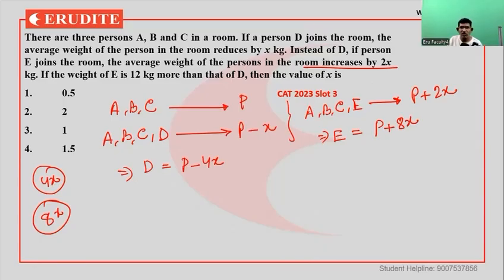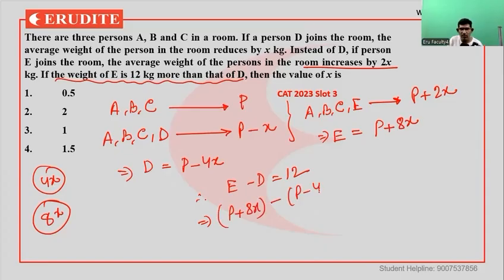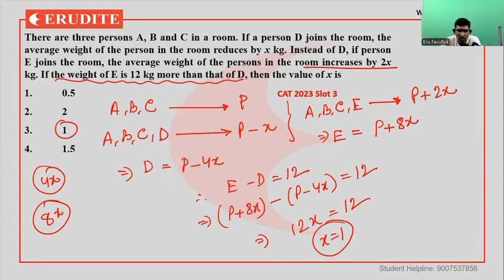Right? So that's all. Now it says the weight of E is 12 kg more than D. That means E minus D is equal to 12. So you put the values here: P plus 8x minus P minus 4x is equal to 12. Therefore, from this I get 12x equal to 12. Hence, x equal to 1. And that's all they want: what is the value of x? So with logic, this question can be done mentally or orally without any calculations.